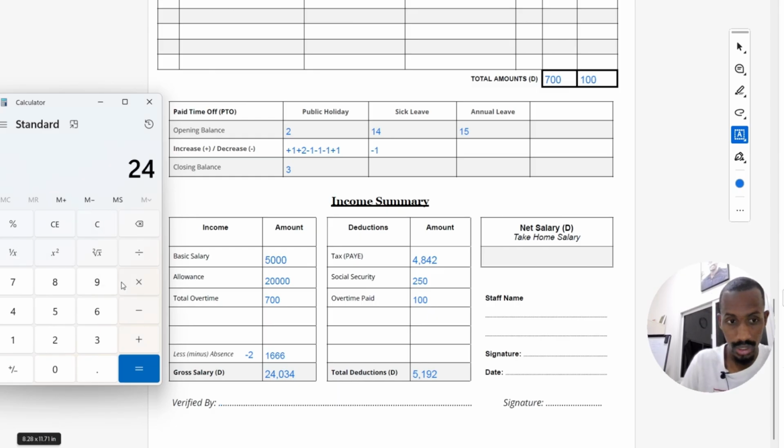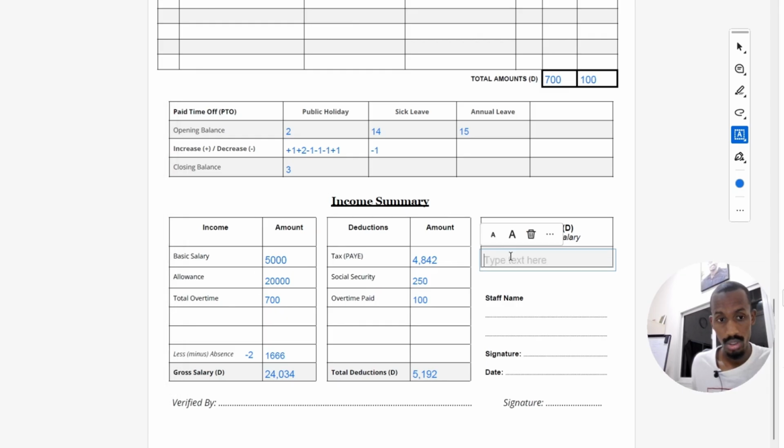So 24,000 and $34 minus 5,192 equals 18,842. This is what's going to be sent to my bank account. Okay, this is what is going to be sent to my bank account.